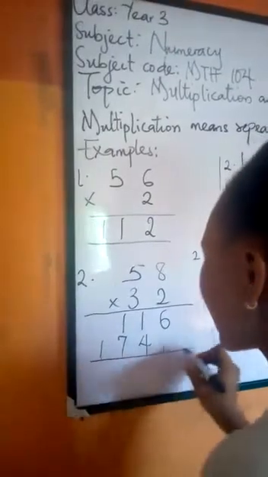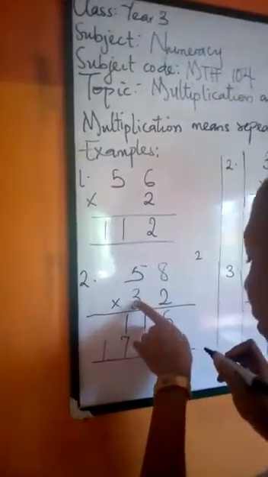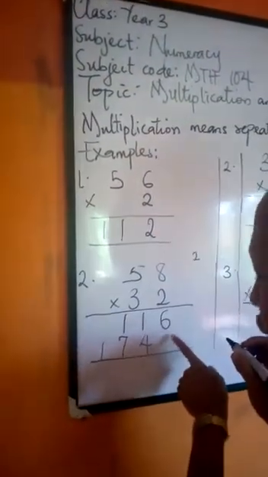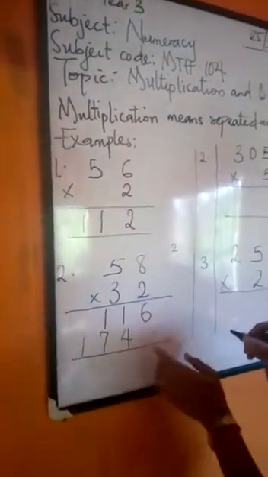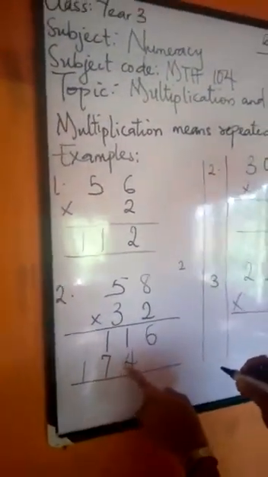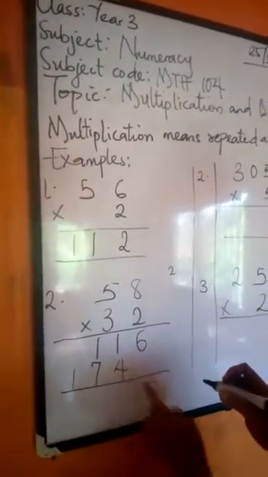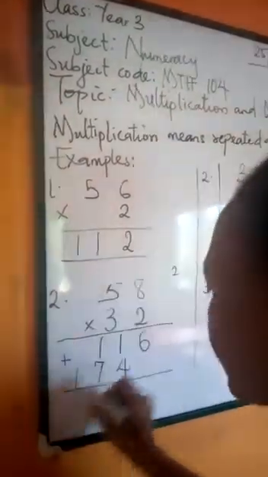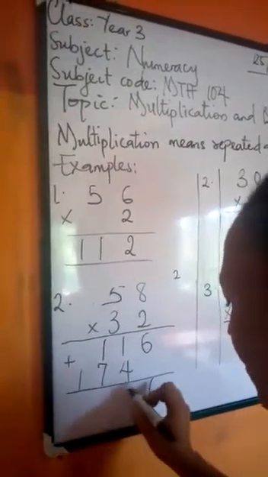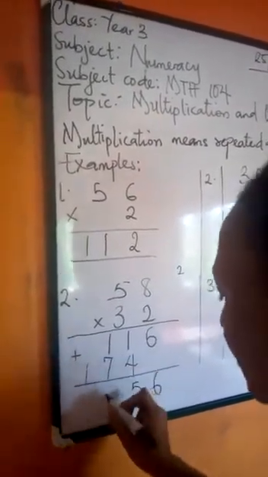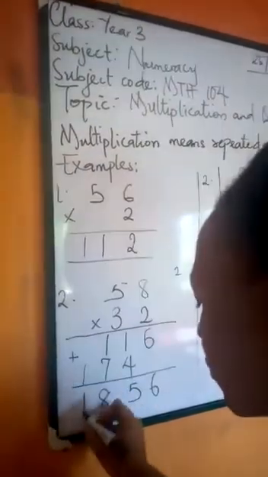You can see now that when I started multiplying with 3, I did not write my figure under the unit side of this particular number. I started writing my figure from here. So I'll now add. Bring down 6. 1 plus 4 is 5. 1 plus 7 is 8. And then 1.